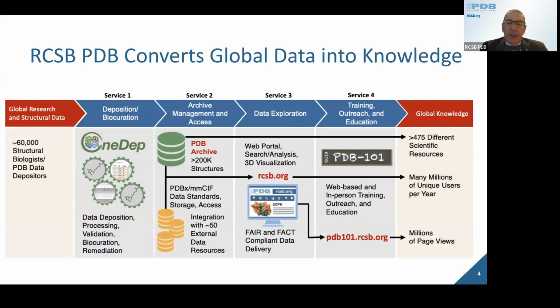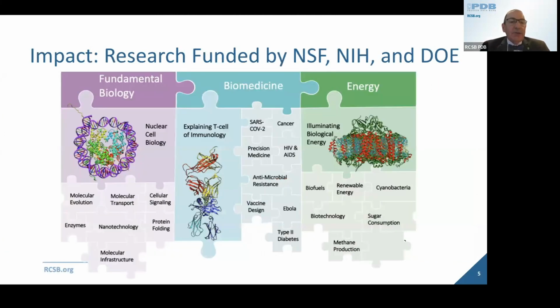We serve up this information on our data exploration web portal, which supports search, analysis, and 3D visualization of PDB structures. This is rcsb.org. And we also serve up much of the information that's stored in the Protein Databank Archive in a training, outreach, and education web portal, pdb101.rcsb.org, that provides web-based and in-person training, outreach, and education to millions of page viewers around the world. It's no exaggeration to say that the Protein Data Bank impacts science ranging from agriculture to zoology. Reflecting that, our work is funded by the NSF, the NIH, and the Department of Energy. We support research in three key areas, those of fundamental biology, biomedicine, and bioenergy, as you can see on this graphic.